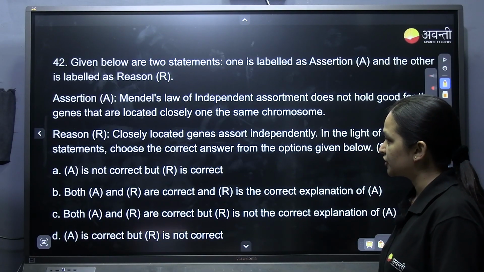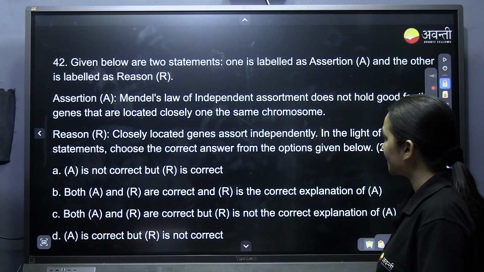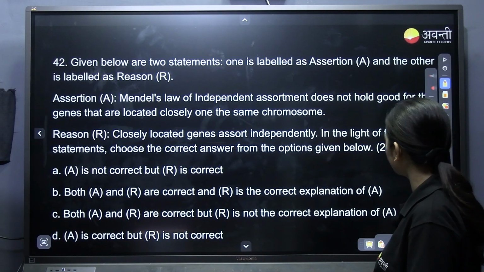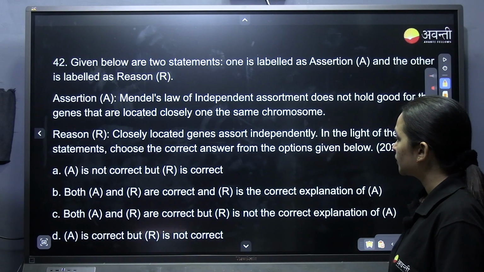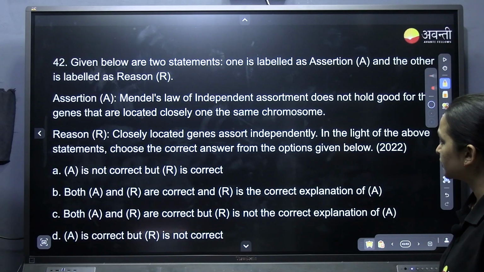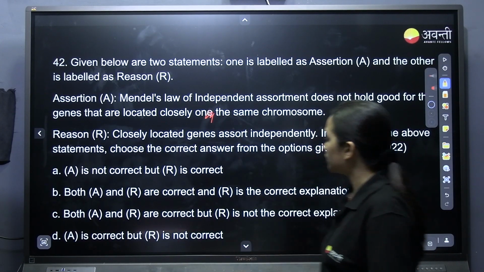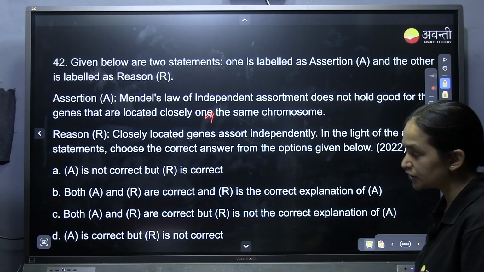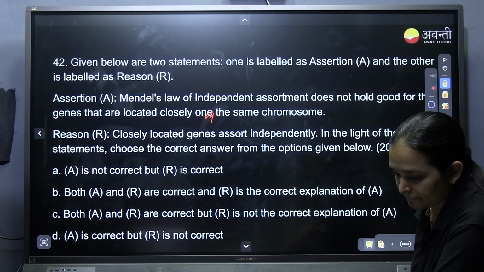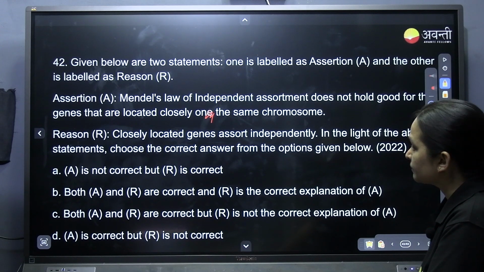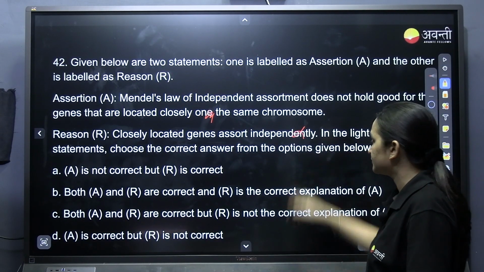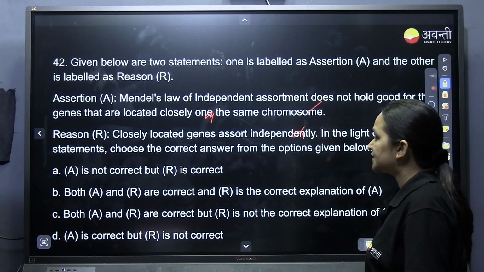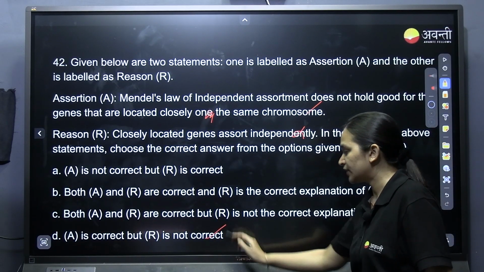Given below are two statements, assertion and reason. Assertion: Mendel's law of independent assortment does not hold good for the genes that are located closely on the same chromosome. Is it true or false? True. Reason: the closely located genes assort independently. No. A is true, R is false. D for Delhi is the correct answer.